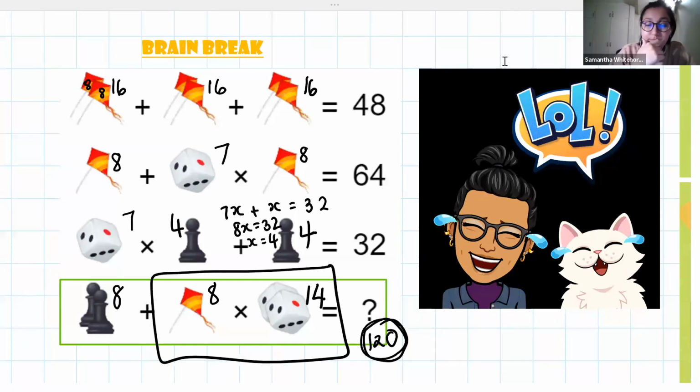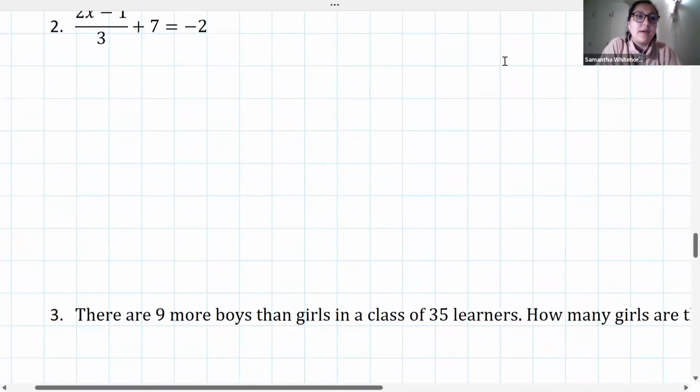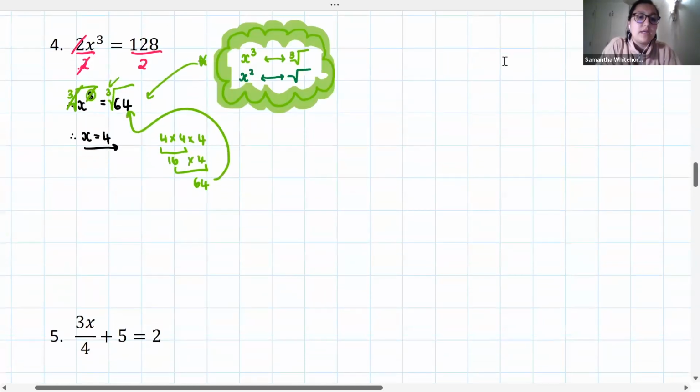Alrighty, so as I've shown you, this is solving an equation. You can use everything that you know about equations to do that, and we can get our brain break answer. Alrighty, but let's have a look at some more examples here.